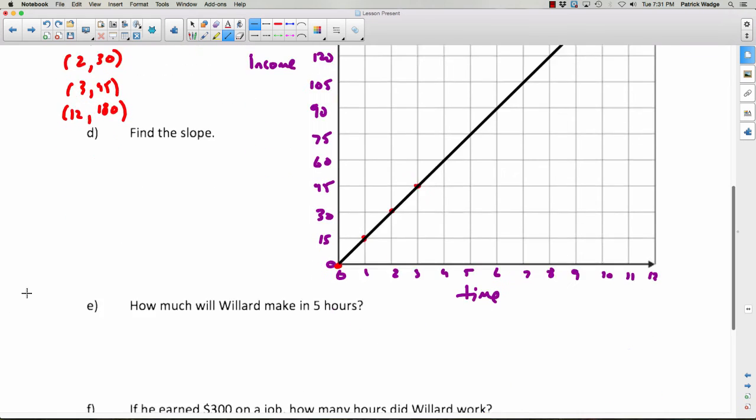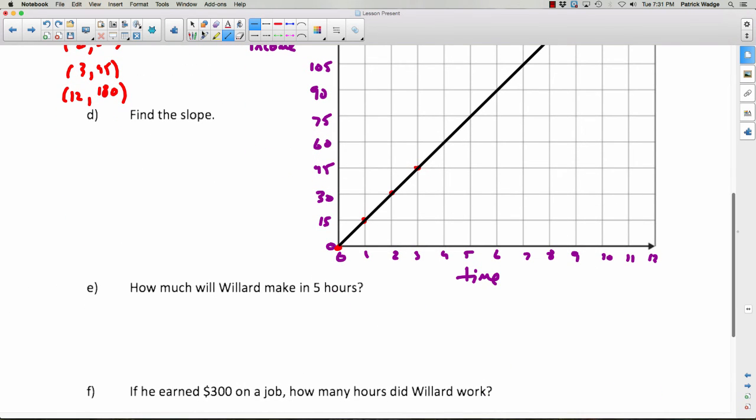Okay, find the slope. Well, you might already know what it is, but if you are confused, we could use our graph right here to figure it out. Pick any 2 points. I'll pick the 2 that are really close together right here.